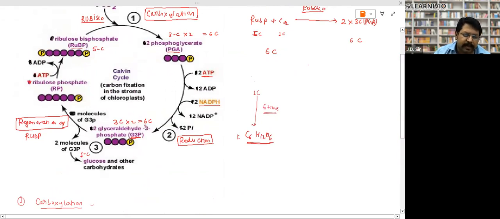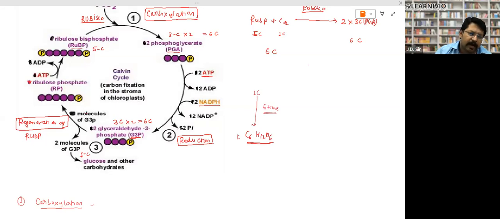So out of these 6 carbon atoms, 1 carbon is given for the glucose formation, right? And how many are left? There are total 6 carbon, 1 carbon is given, so only 5 carbon are left, and 1 phosphate. So formation of ribulose phosphate will take place. Again, ATP will be spent and formation of ribulose bisphosphate takes place. The first step is called carboxylation because addition of carbon dioxide takes place. The second step is called reduction because it gets reduced, and the third part is called regeneration because the regeneration of ribulose bisphosphate takes place.